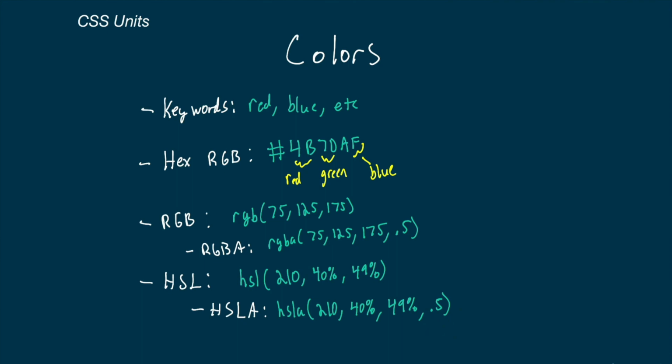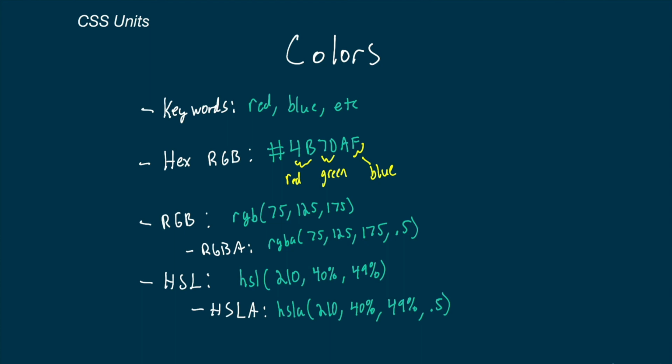It's also worth noting that for both the HSL and the RGB functions, it doesn't actually matter if you include the A at the end of the function. You can always include the alpha value regardless. These two functions are actually just aliases for the same thing with different names.